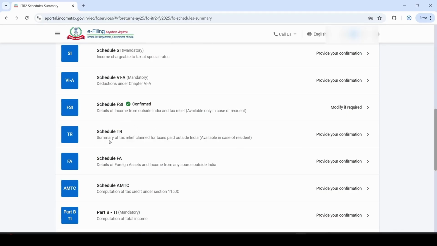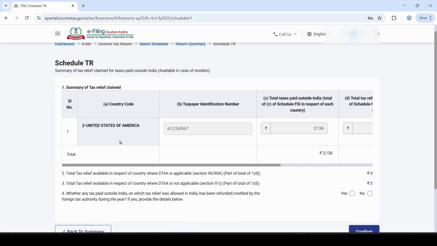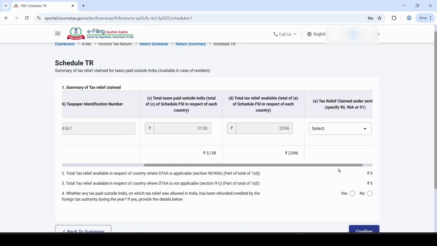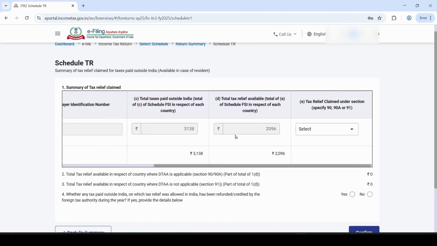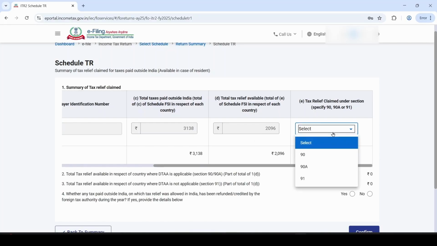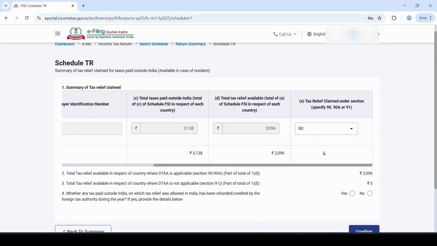Now click on schedule TR for tax relief. Here data will automatically populate from schedule FSI. So only one entry will reflect for tax relief because we have paid tax on dividend only. We didn't pay any tax in US on capital gain income. Now here we need to specify section. Here we need to select section 90 as we have DTAA agreement with US.